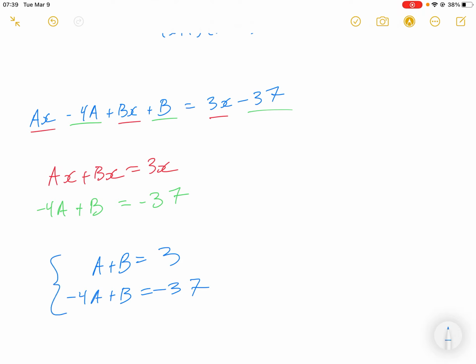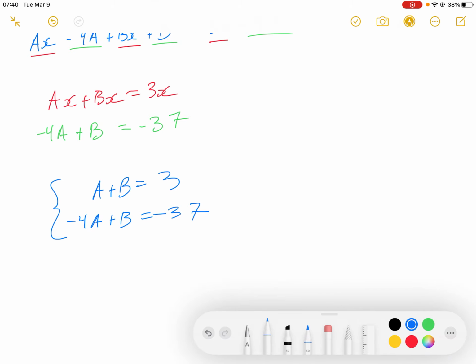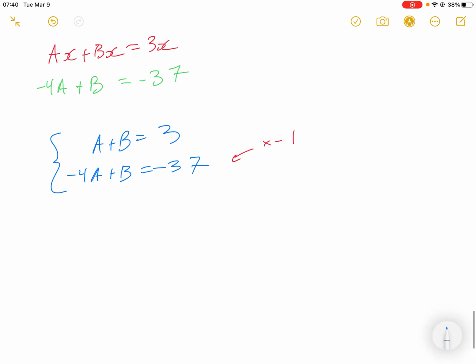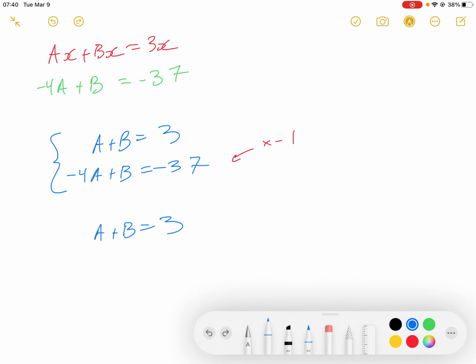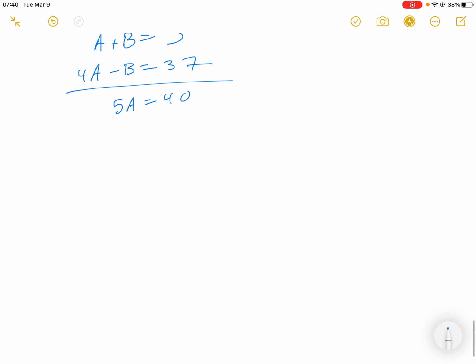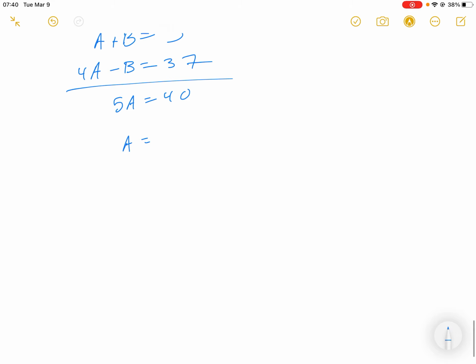We have two different equations with two unknowns we need to solve for, and we can solve it. So I feel like the best thing to start with is just to multiply the second equation by negative 1. So I end up with A plus B equals 3. And then I have, oops, skipping a step, I went to 5A. So 4A minus B equals positive 37. Adding these together, I end up with 5A equals 40, and then A equals 8.